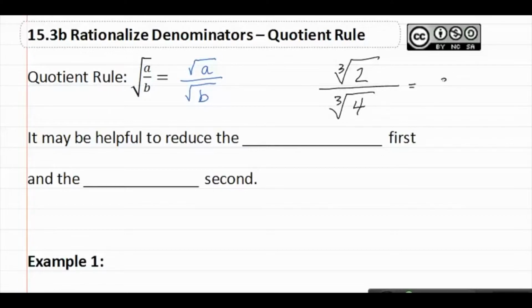I could put these together as one large cube root of 2/4. So as you can see, you can go either way. It may be helpful to reduce the fraction first and then the radical second. Let's see this in example 1.